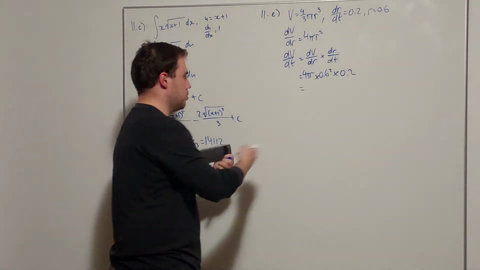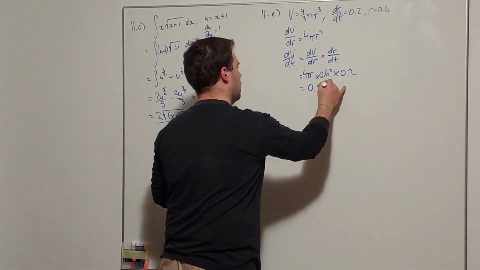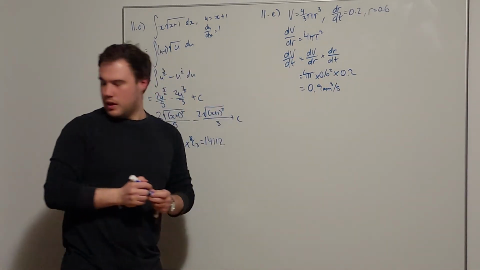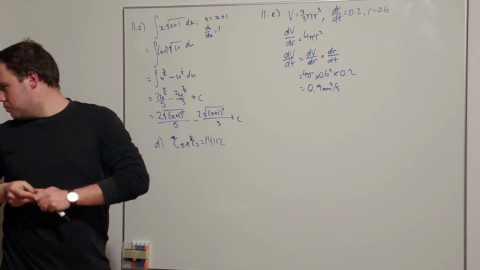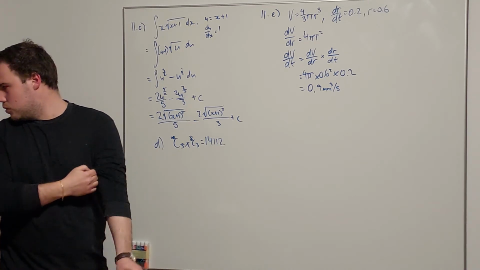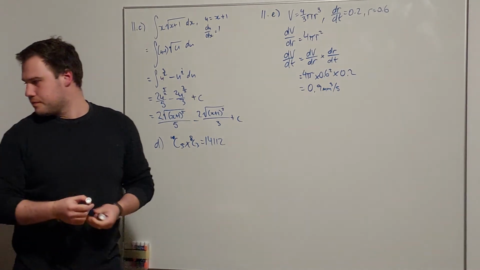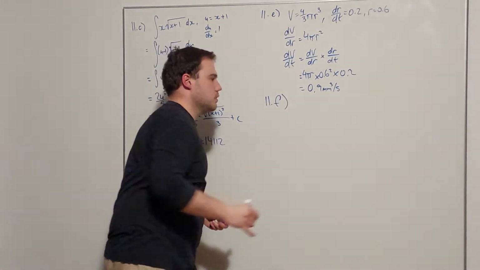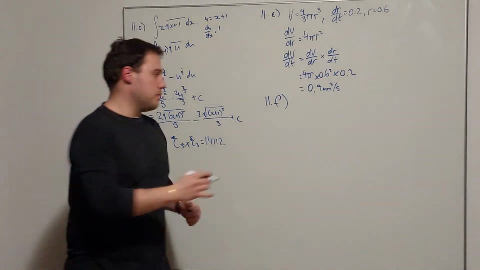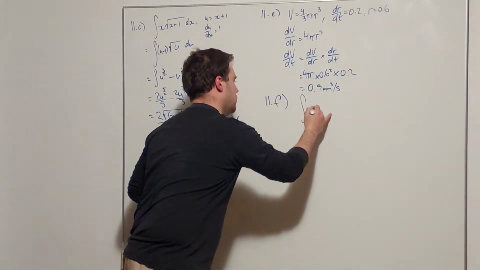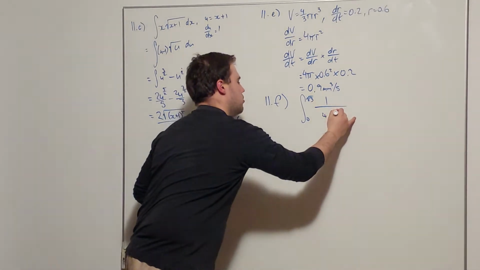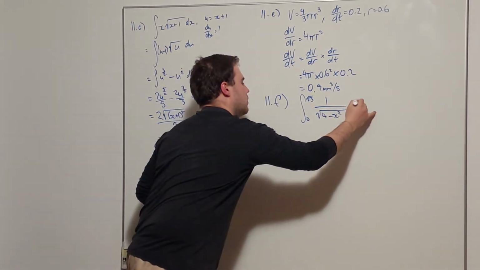Which to one decimal place should be 0.9. And we had millimeters everywhere, so all the units match up, all well and good. Right, 11F is just a straightforward contextless integration problem. I think I got that right.